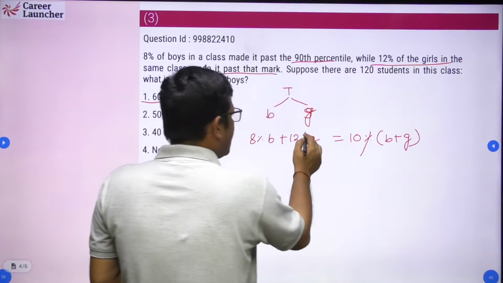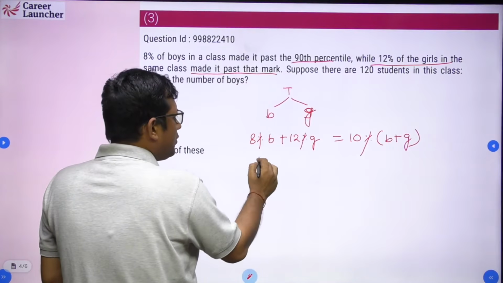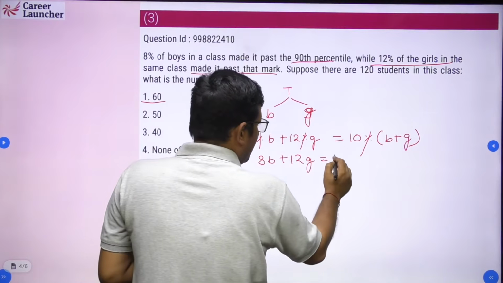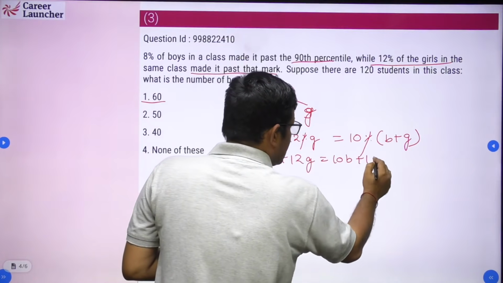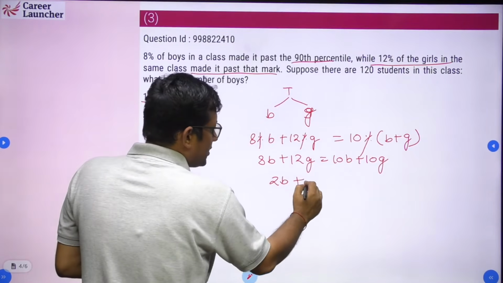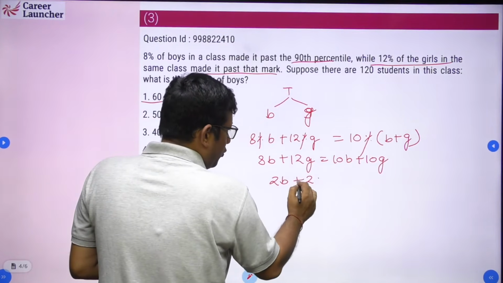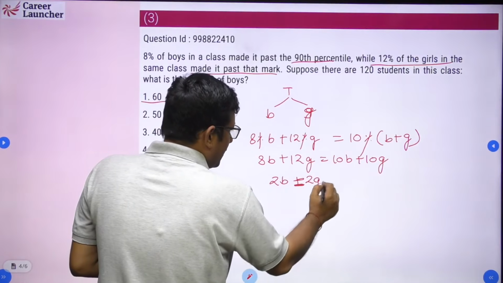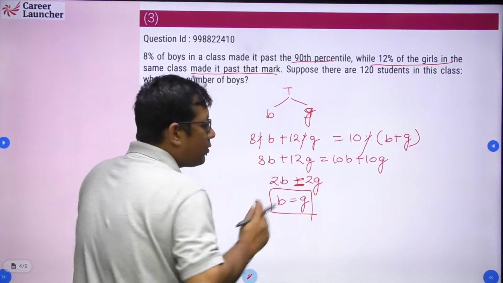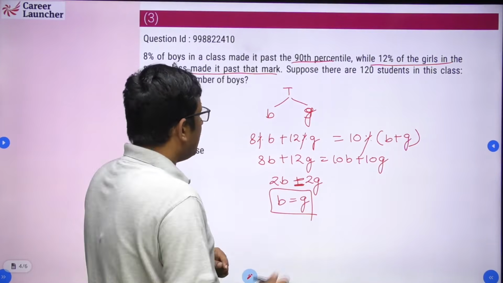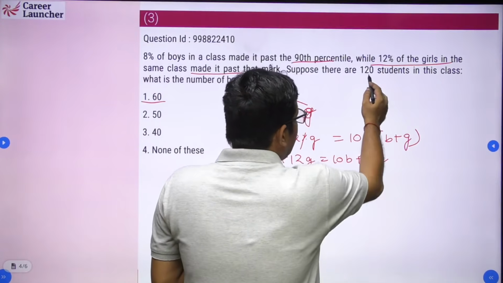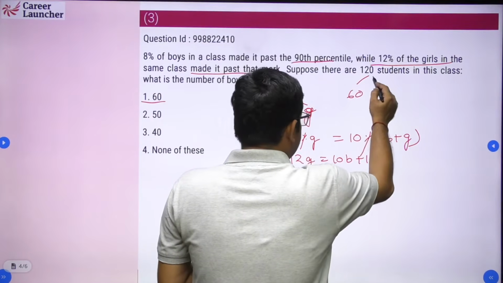So percent means division by 100, that cancels out. So I am going to get 8B plus 12G, and that is equal to 10B plus 10G. So I am going to get 2B equal to 2G. So that comes out to be B equal to G. It means the number of boys should be equal to the number of girls. Now there are 120 students in the class. It means there should be 60 boys and 60 girls.